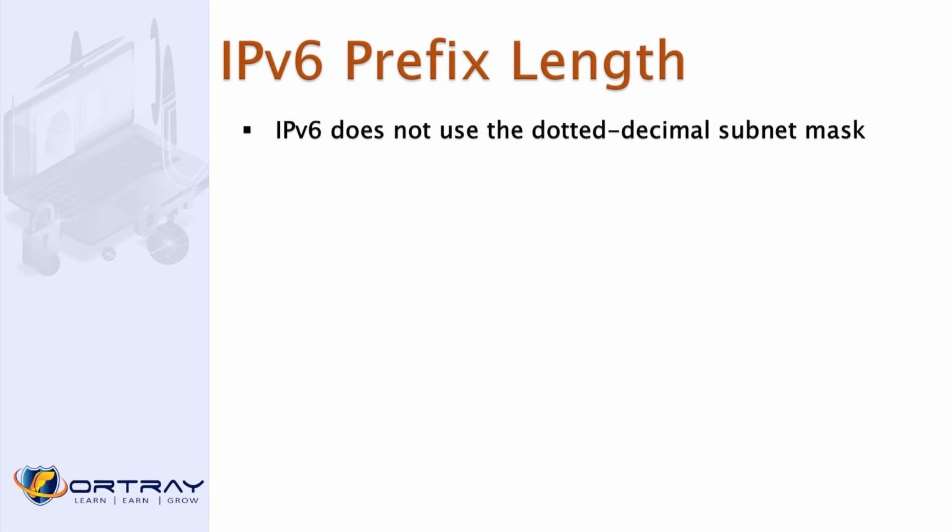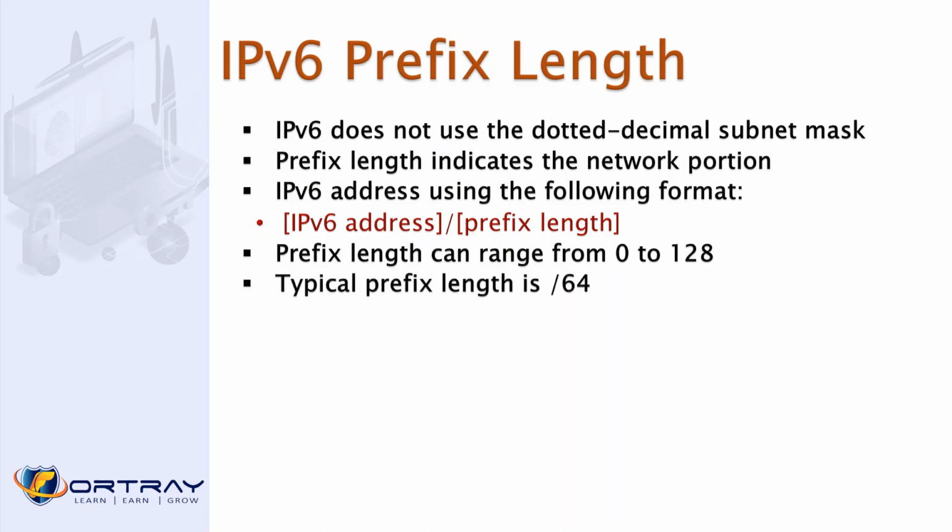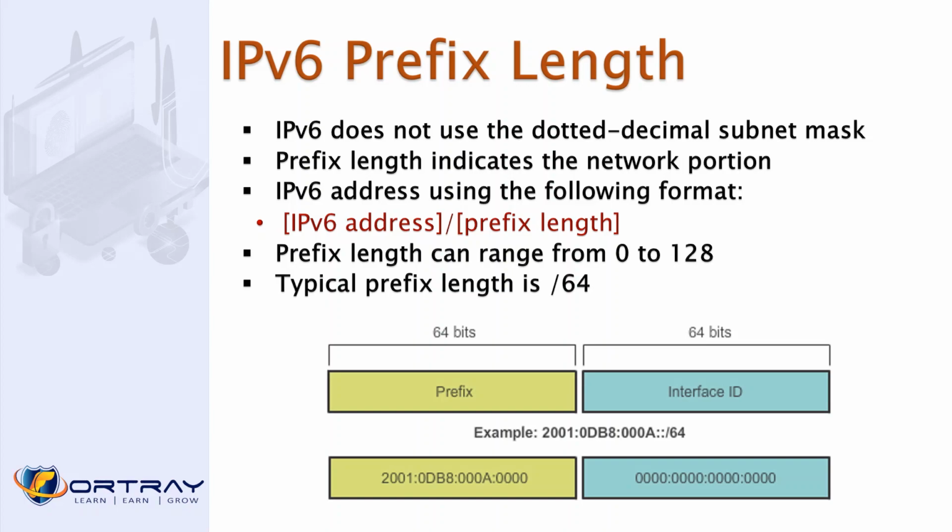IPv6 does not use a dotted decimal subnet mask. The prefix length indicates the network portion of the IP. As we know, in every IP, IPv4 or IPv6, there are two portions: one is the network portion, and the second is the host portion. IPv6 uses the following format: IPv6 address and a prefix length. The prefix length can range from 0 to 128, typically 64. For example, if you want to assign prefix plus interface ID, the example is this.